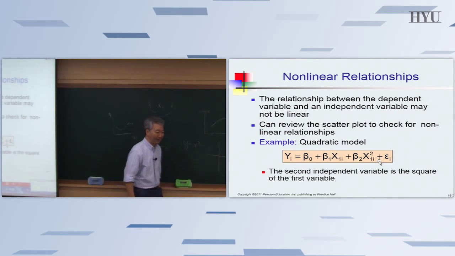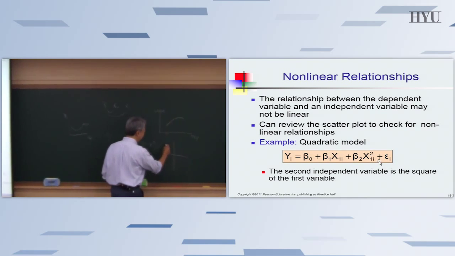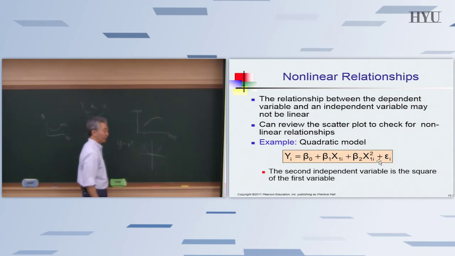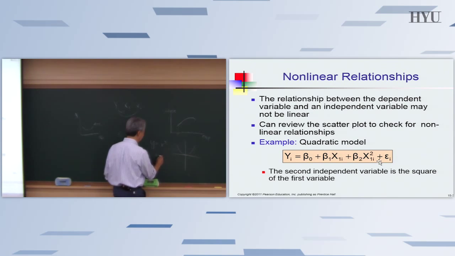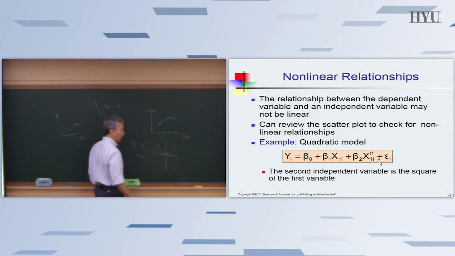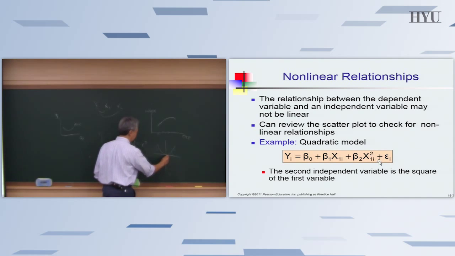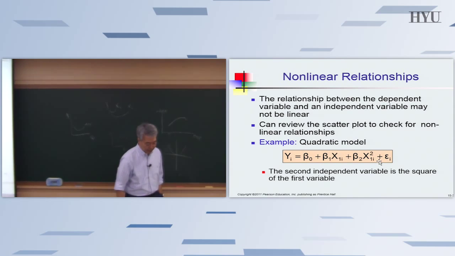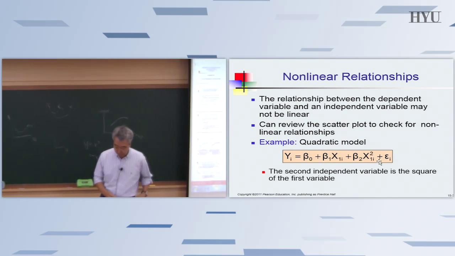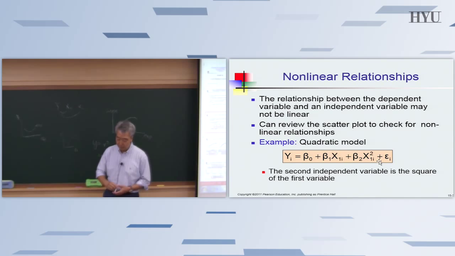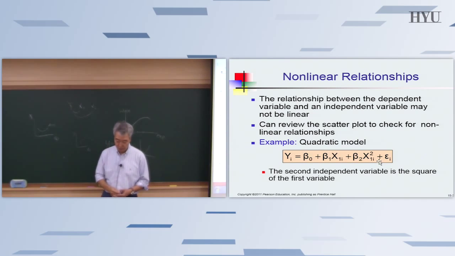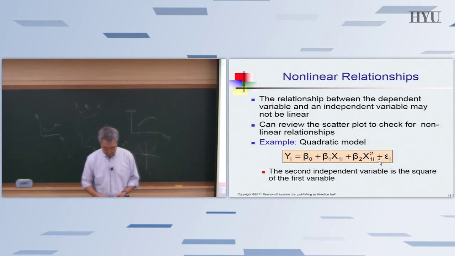Which one? Okay. Something like this, right? Do I remember it correctly? Okay. And if it's negative x squared, it's going to be like this, right? Okay. All right. Good. So that's why we think about this second order term or square term in order to handle curvilinear relationship.